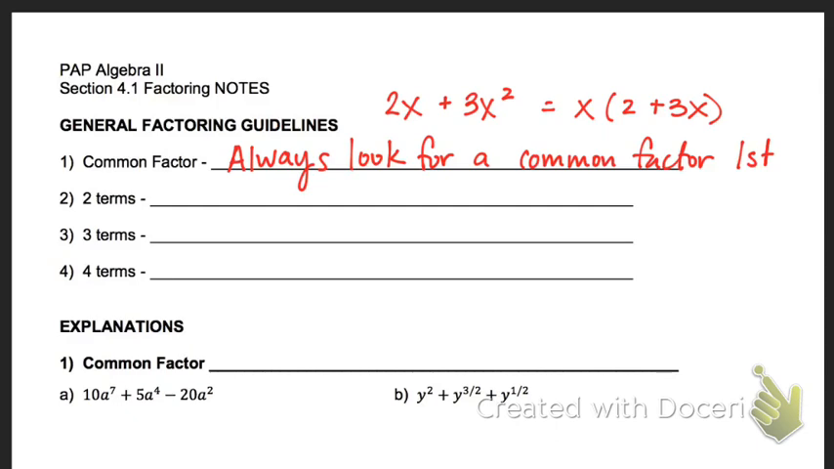The next type, and this is something that we just did on the board, is when you have 2 terms. 2 terms is when you have like a square minus a square. I'm just going to draw a square. That's called a difference of squares. So if you hear me say difference of squares, it means like what we just did on the board. But in factoring, we're going to go the opposite way.